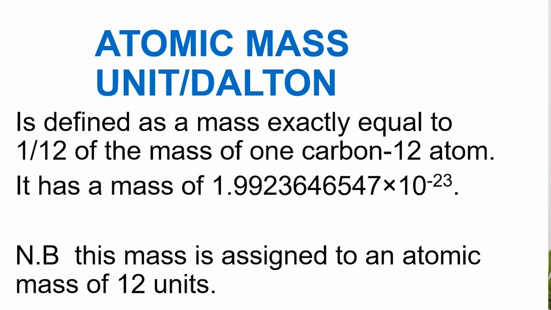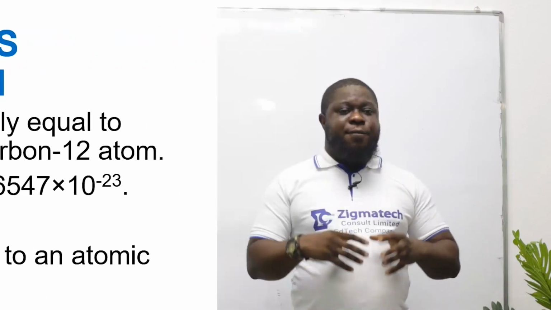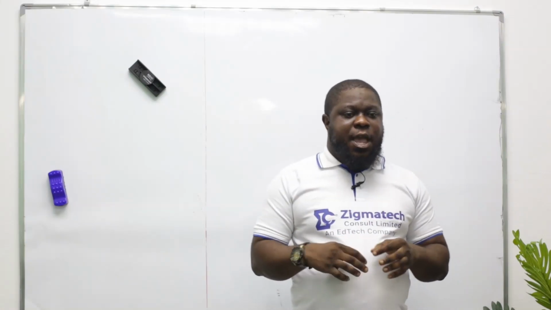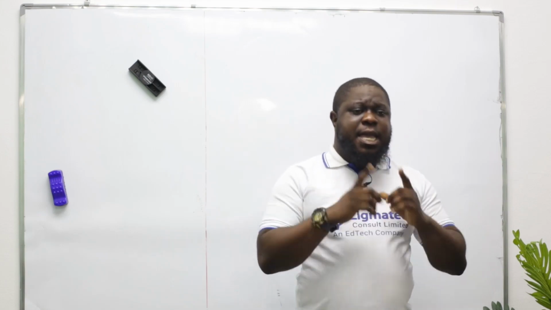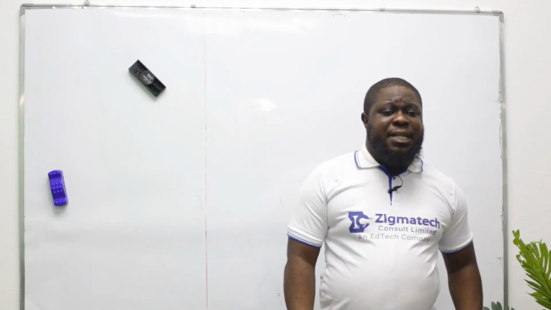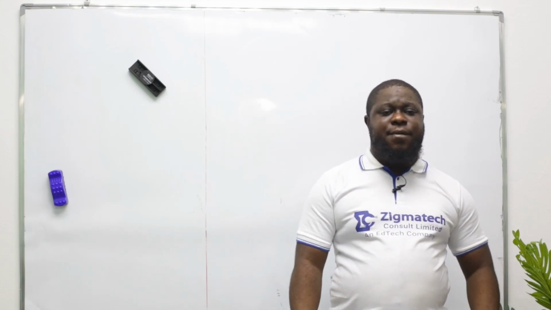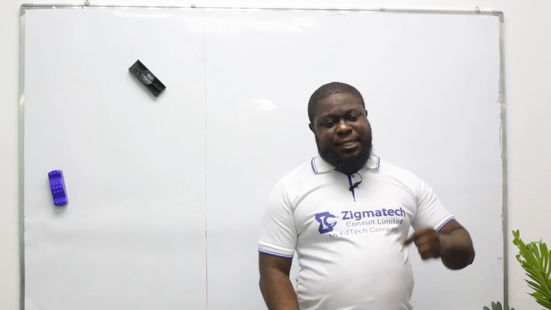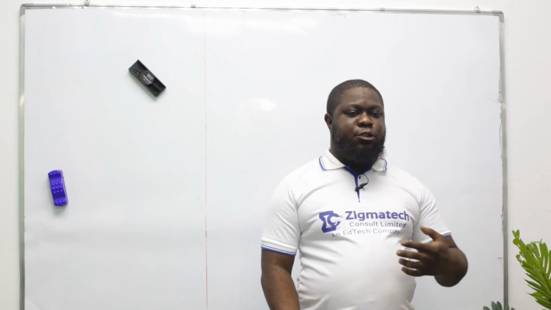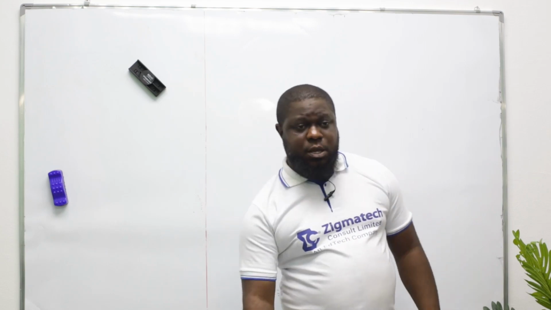In essence, every 12 units of mass, every 12 times of the protons, neutrons, and electrons together gives you a mass of 1.99236465547 times 10 to the power negative 23. Every single 12 units of the atomic mass gives you this unit.